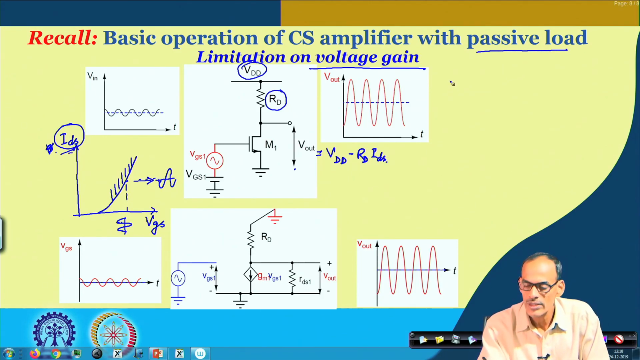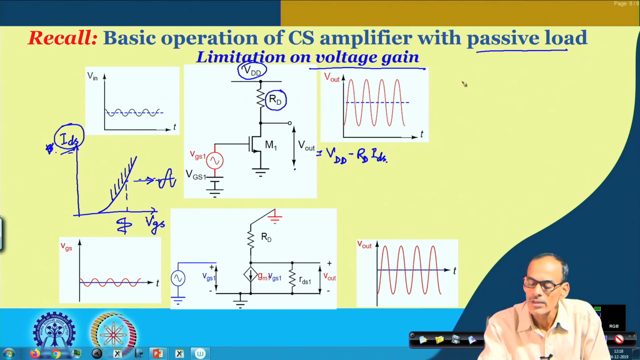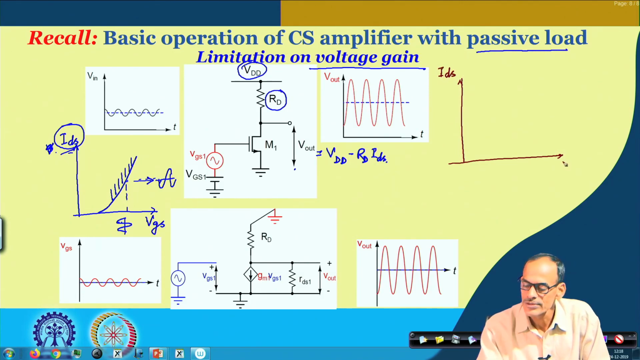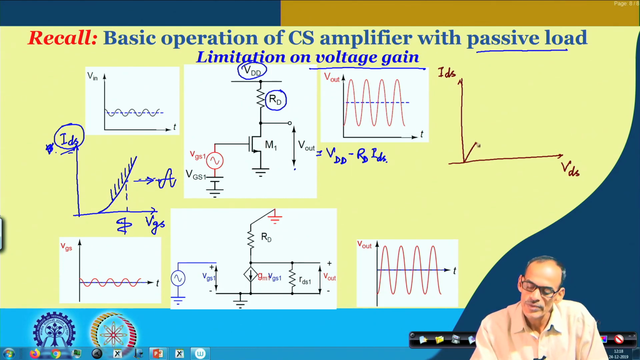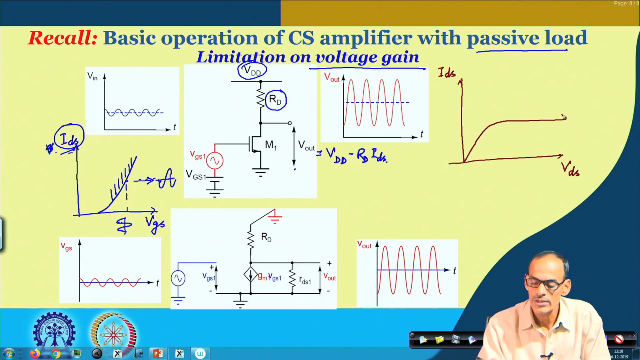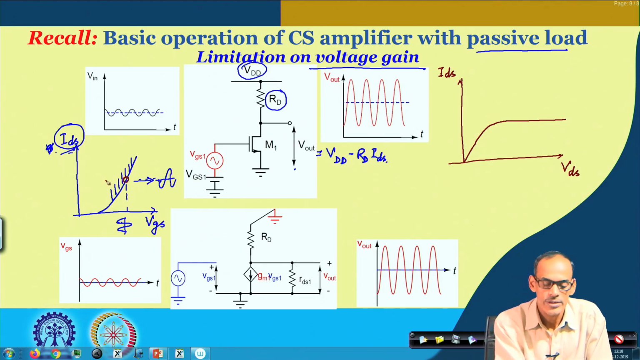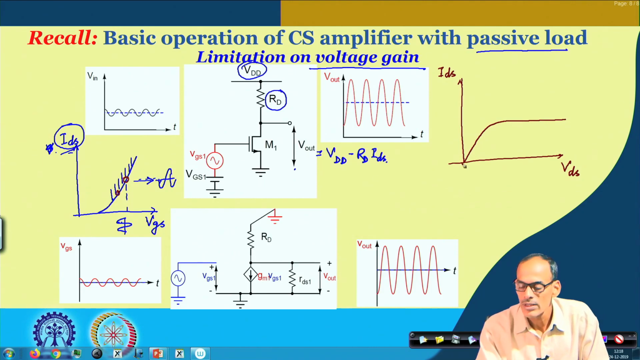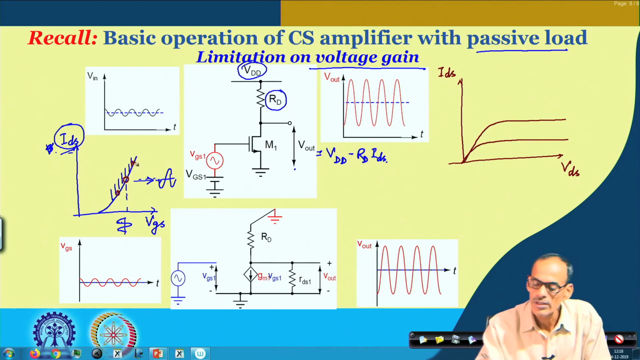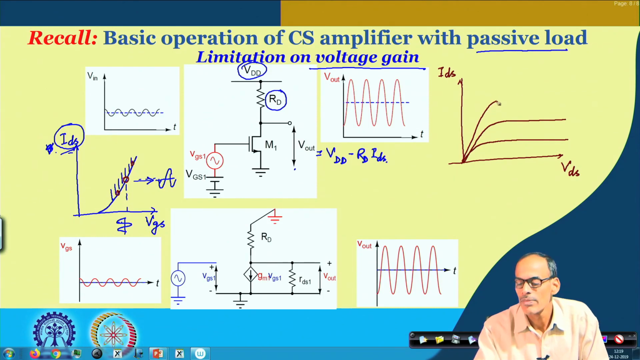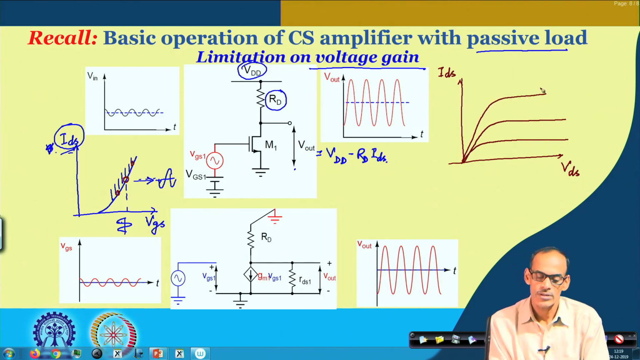And pictorially, on the other hand, we have the Ids versus Vds characteristic curve. If I consider the device, it is initially in the triode region, and then it enters into the saturation region at some operating point. If Vgs is lower, then the corresponding IV characteristic comes down like this. On the other hand, if it is higher, then the corresponding characteristic of the device, namely the pull down element, is like that.